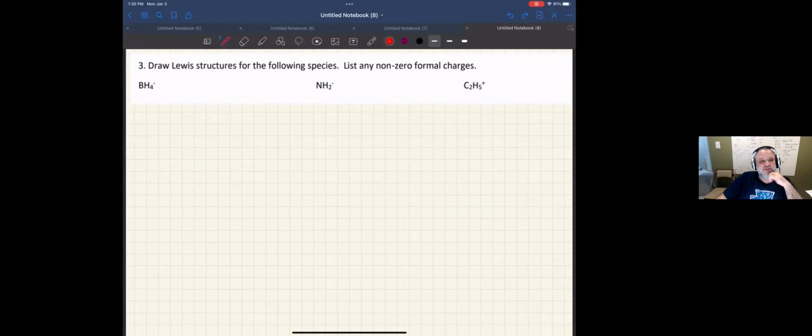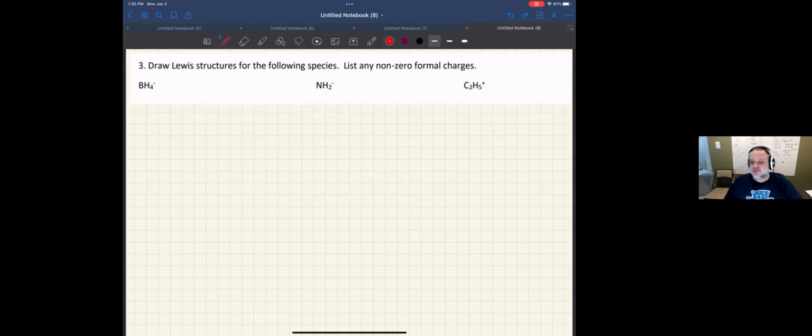All right, guys, so this question has us drawing Lewis structures for the three ions listed below, and it wants us to list any non-zero formal charges. Now, of course, each one of these species will have some non-zero formal charge because they're all ions, and we know that the formal charges always add up to the charge on the molecule. So something has to be non-zero. So let's take a look at it.